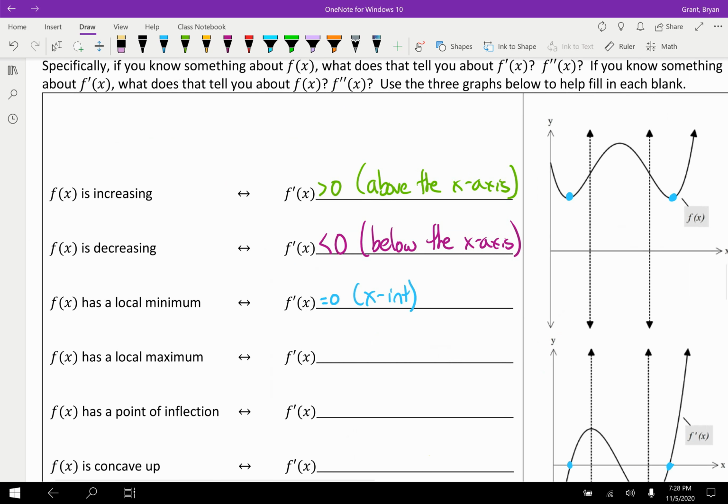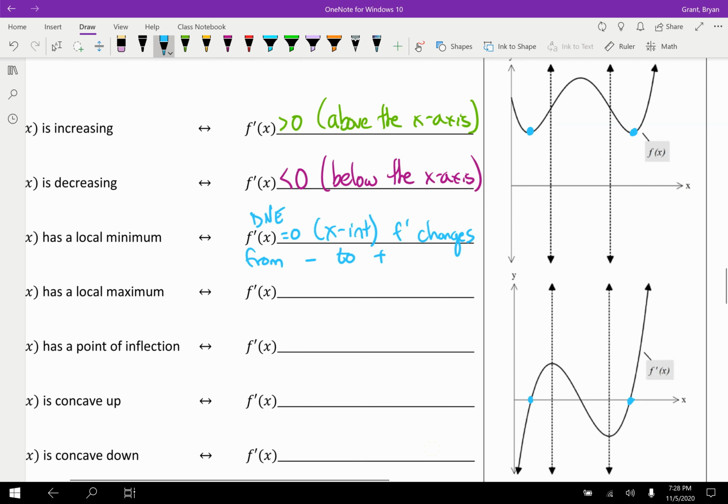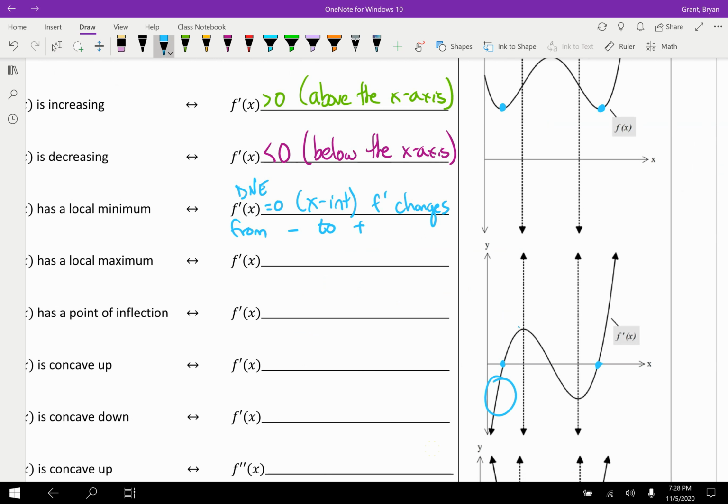So for f of x to have a local minimum, if you're looking at f prime, of course it does have to equal 0. It could also be does not exist if you wanted. But more importantly, we're going to say f prime changes from negative to positive. And we do have to keep straight that changing from negative to positive means below the x-axis to above the x-axis. And if you have room to write that, please go for it.